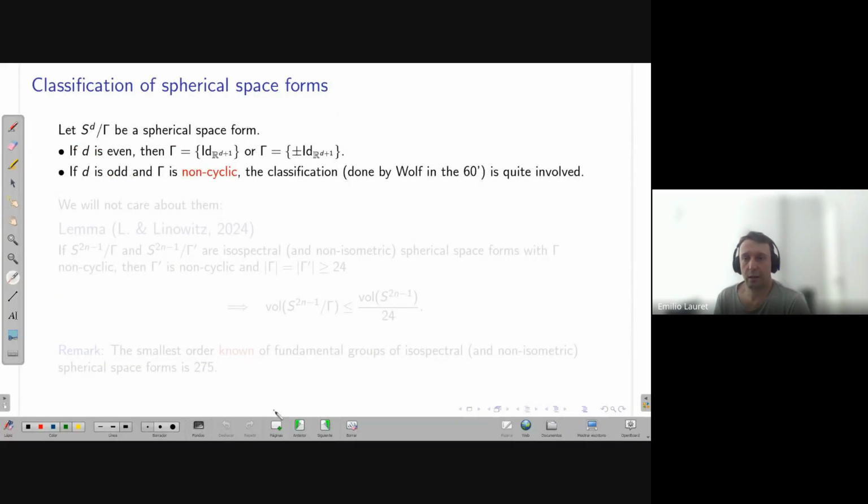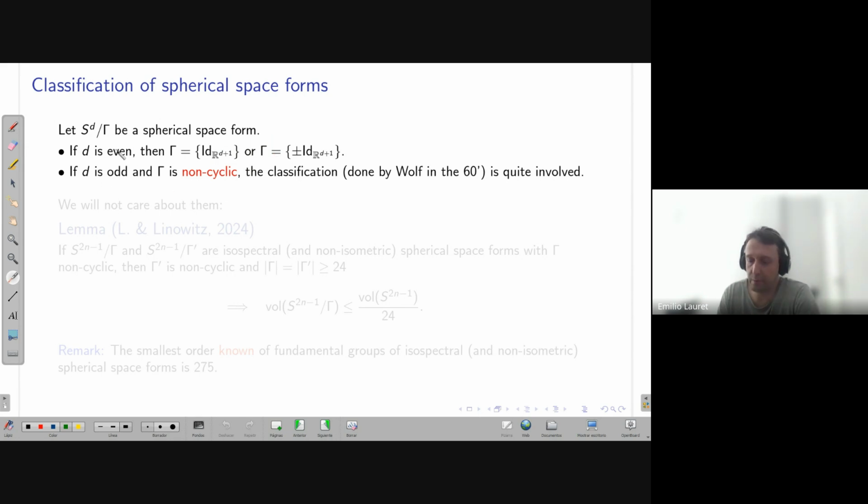So, let's talk about the classification of spherical space forms. Remember, they are complete Riemannian manifolds with constant sectional curvature equal to 1, not only positive, equal to 1. So let's fix one of them. In even dimension it is the boring case, because the only even-dimensional spherical space forms are the sphere itself and the projective space. And that's all. There is no one else. Up to isometry, there are only two.